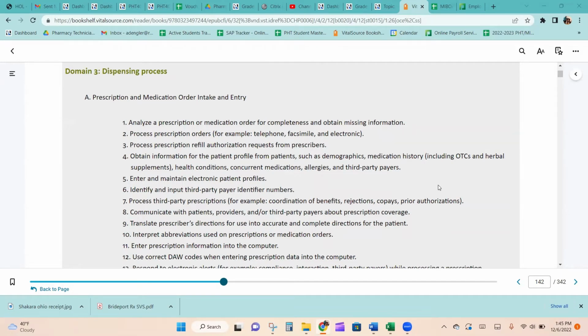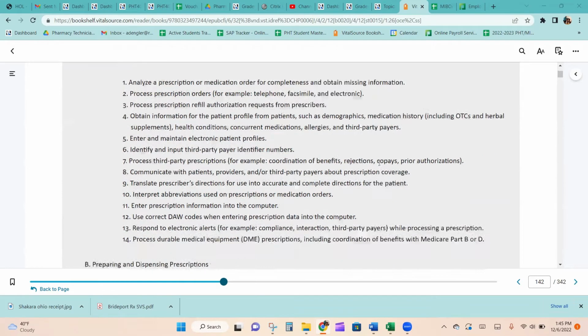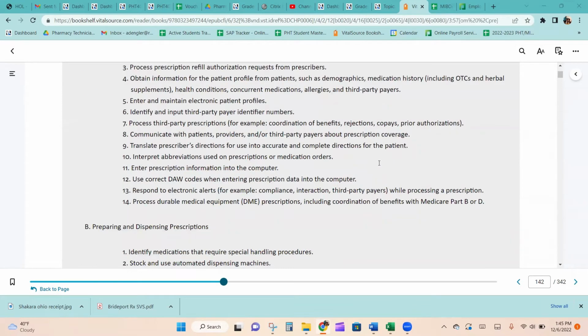Enter and maintain electronic patient profiles, identify and input third-party payer identifier numbers, process third-party prescriptions, communicate with patients, providers, and/or third-party payers about prescription coverage, translate prescribers' directions for use into accurate and complete directions for the patient, interpret abbreviations used on prescriptions or medication orders, enter prescription information into the computer, use correct DAW codes when entering prescription data into the computer, respond to electronic alerts while processing a prescription, process durable medical equipment prescriptions, including coordination of benefits with Medicare Part B or D.